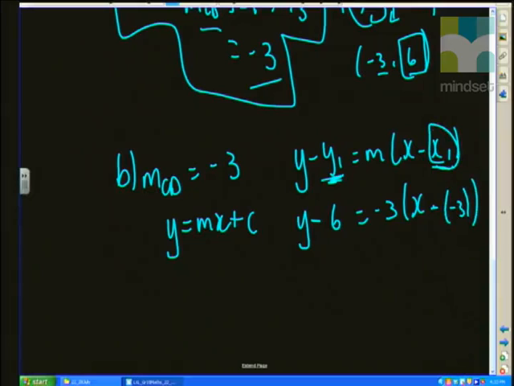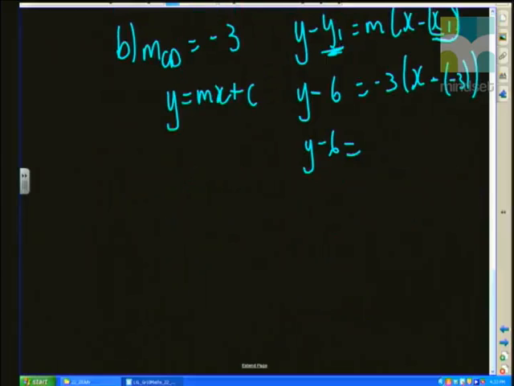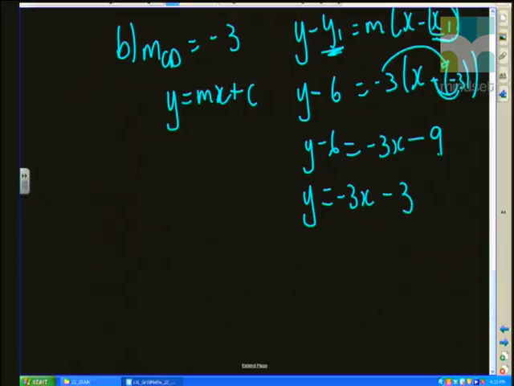Again, use brackets so that you don't mix up your signs there. You get y minus 6 is equal to minus 3 times x plus 3. Minus times a minus is a plus 3. Take the negative, multiply it through. So plus 3 times negative 3 is going to give me negative 9. All right. Take the 6 over to the other side, so I get y is equal to minus 3x minus 9 plus 6, which will give me minus 3. All right, and that's the equation of line CD.